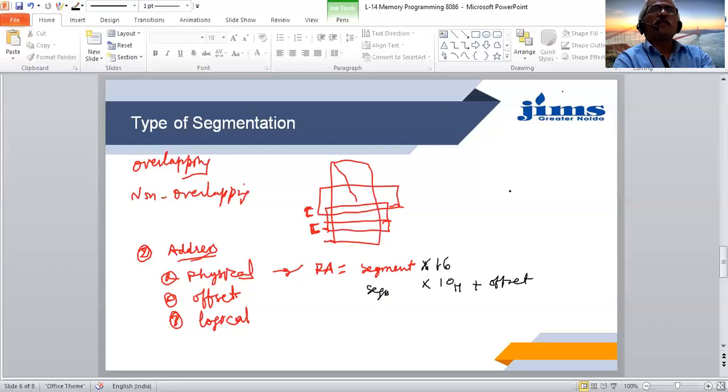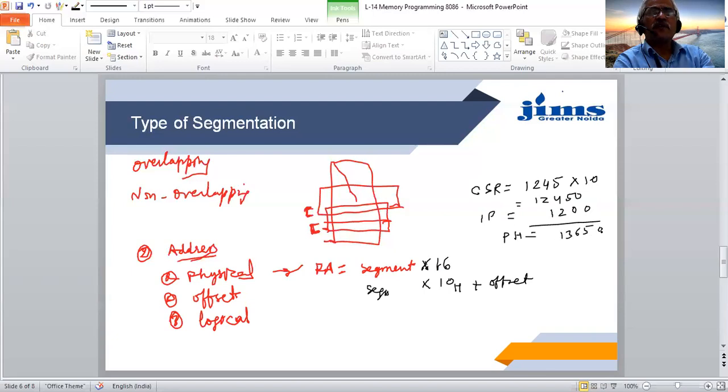For example, if the code segment register contains the value 1, 2, 4, 5, then this register multiplied by 10 in hexadecimal will be equal to 1, 2, 4, 5, 0. And if the offset in the IP is equal to 1, 2, 0, 0, then the physical address will be equal to 0, 5, 6, 3, 1 in hexadecimal.